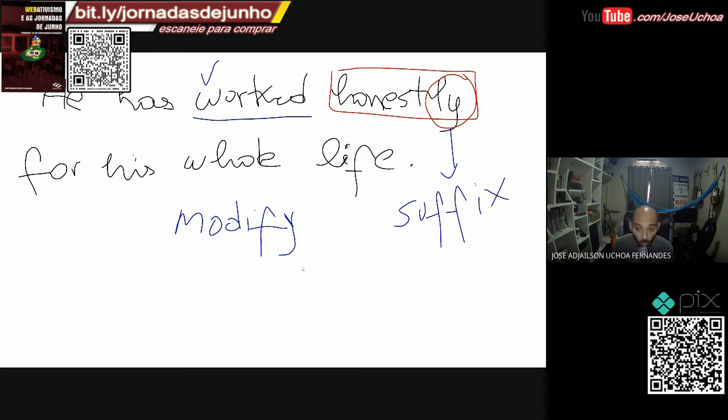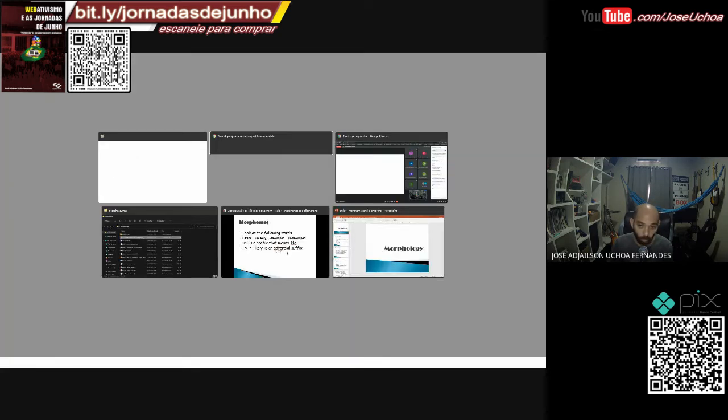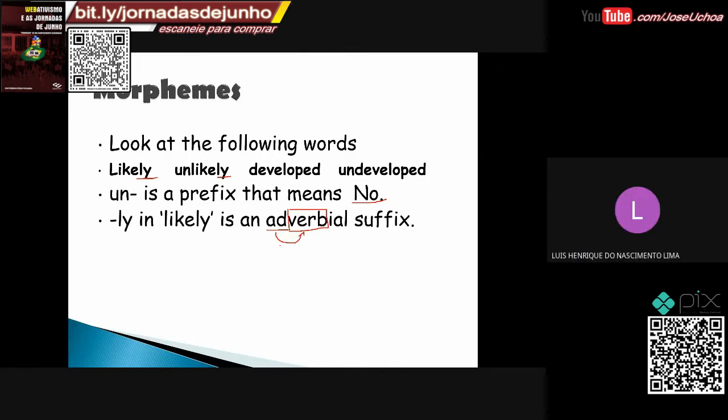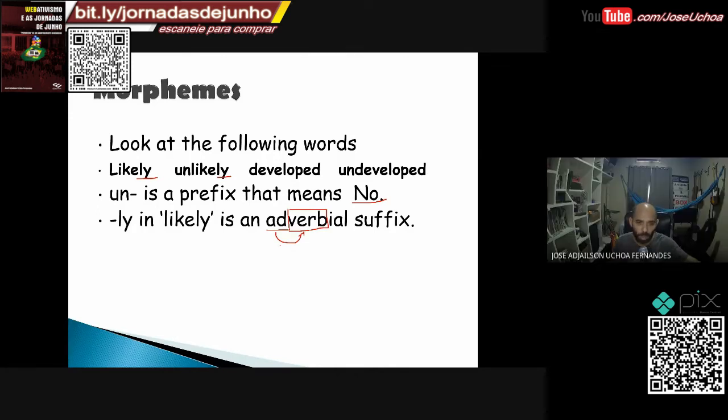It is not the only one that will give us this notion of adverb, but it's one of the most recurrent ones. It's one of the most abundant forms of making an adverb, and that's why it's so important. Okay, so let's go back to the slides. Do you see the slides now? Yes. Good. So, as we have proved, li is an adverbial suffix.